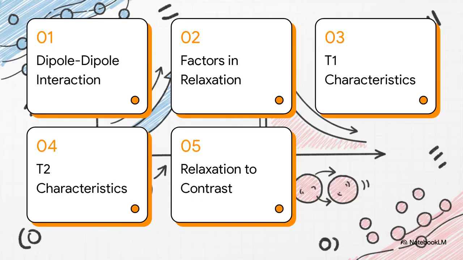We're starting with the absolute core mechanism, the dipole-dipole interaction. Then, we'll look at what controls it, and we'll use those rules to understand T1 and T2 in actual tissues. And finally, we'll see how it all comes together to create image contrast. All right, let's jump right in.